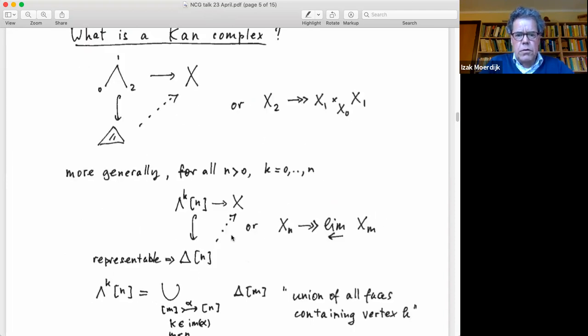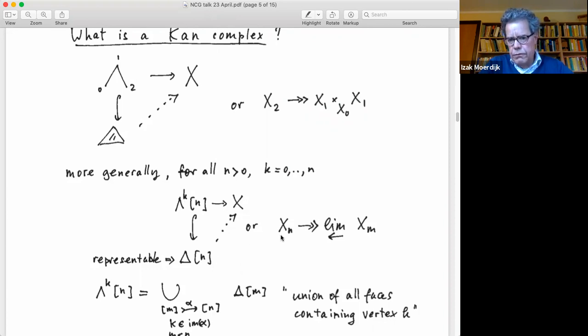So here's a more formal definition. This is the standard notation for the representable simplicial set. It's like the n-simplex. It's the analog of the topological n-simplex, but then in the world of simplicial sets. And this is the union of all the faces except one, and the one is the one opposite the kth vertex. And if you have a map like this, you can always extend it like this. Okay.